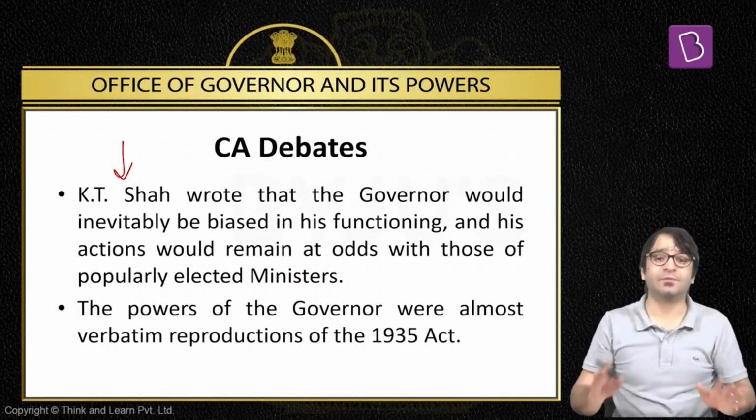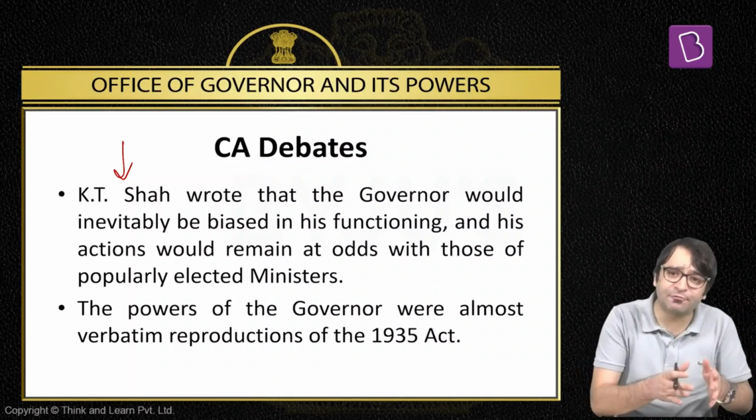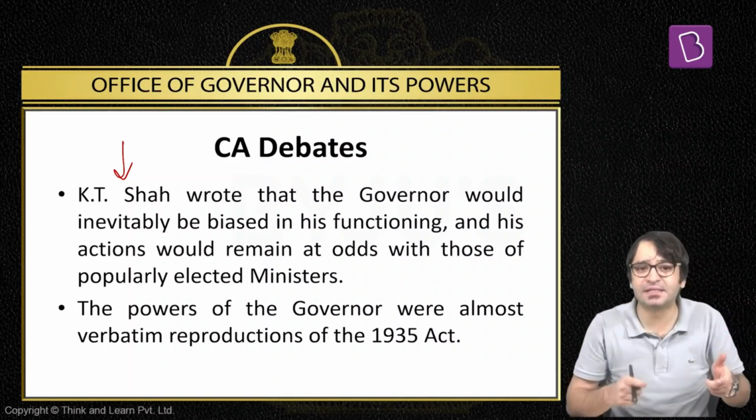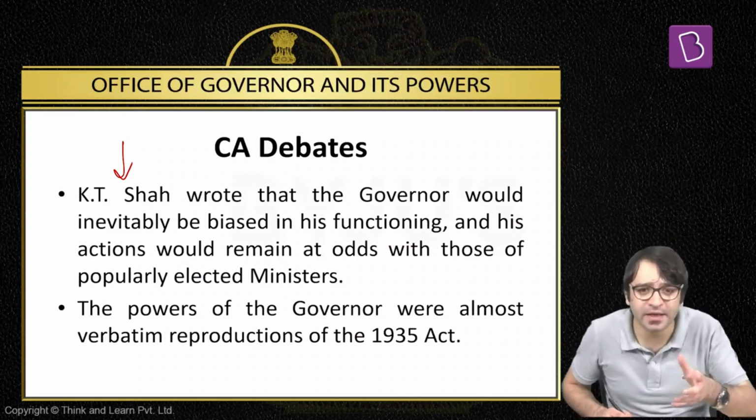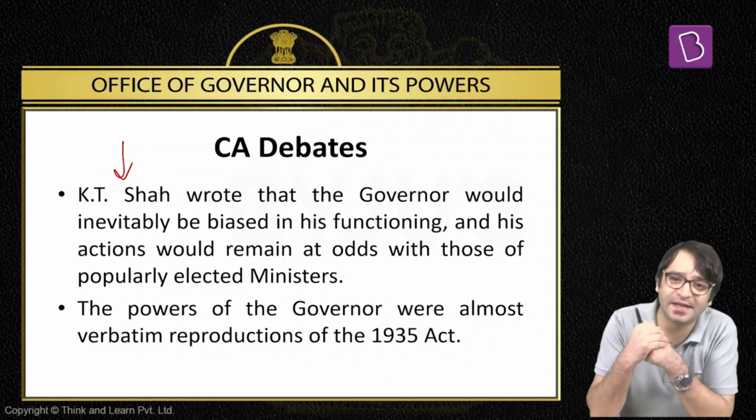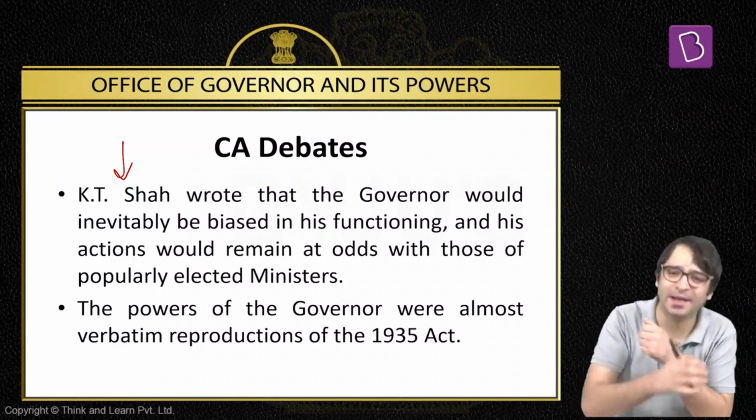K.T. Shah said there will be conflict, and that is something that we are witnessing today. K.T. Shah said there will be conflict between an unelected governor and the elected chief minister and his council of ministers. Don't retain the office of governor. But what we did, the provisions related to governor that were mentioned in the Government of India Act 1935, we have retained the same provisions in our constitution as well. But what was the logic?